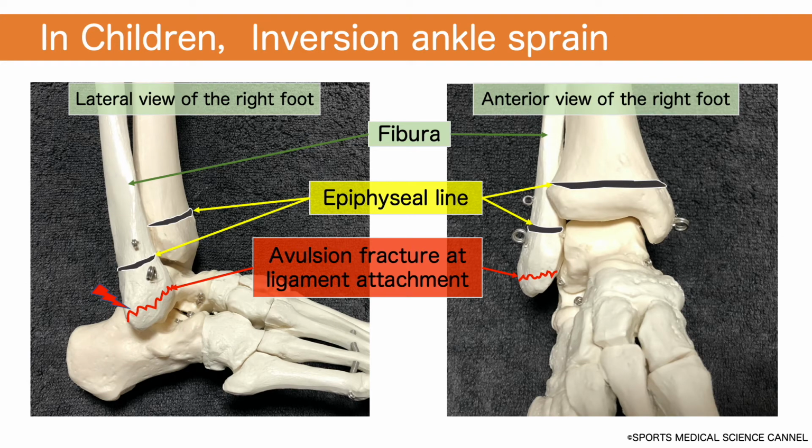If this epiphyseal line remains, an inversion ankle sprain may pull the epiphyseal line of the fibula and damage it so that it separates. If your child is sprained, go to a hospital or clinic where you can get an X-ray and have your doctor check it.